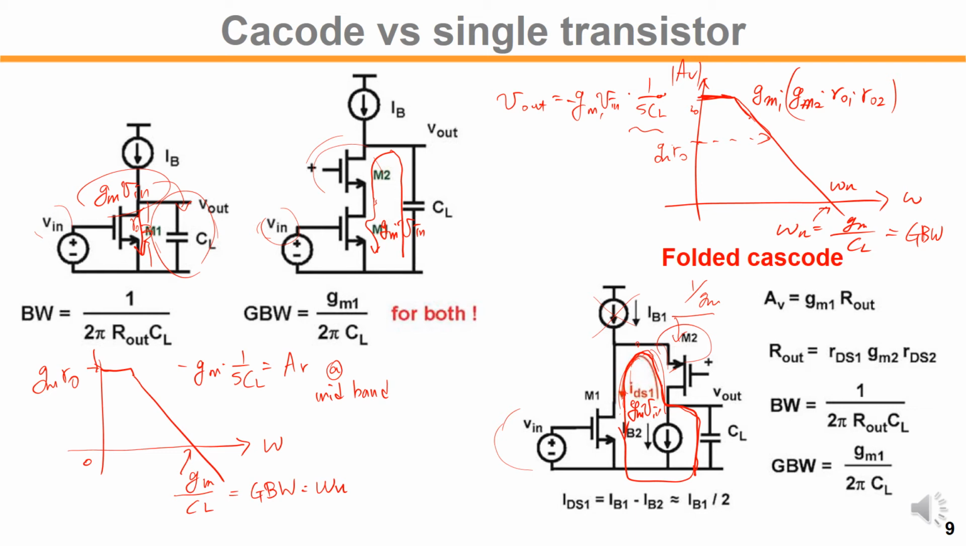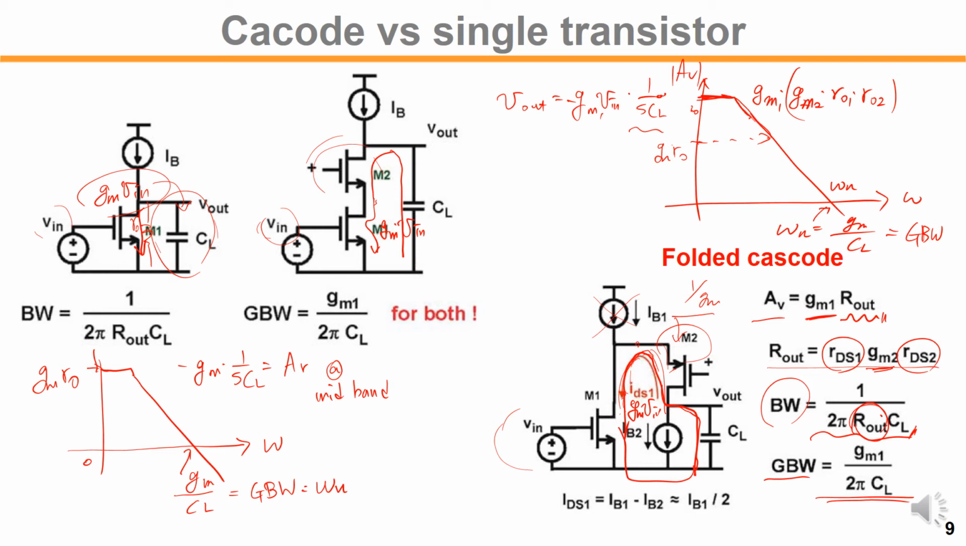So overall, the gain AV is big GM, which is GM of the 1, times R out, and that would be the DC gain. The R out would be GM2 times RDS1 RDS2. So the output impedance is boosted, and the bandwidth is set by the boosted resistance times the load capacitance CL, and the GBW is the same, GM over 2 pi CL.